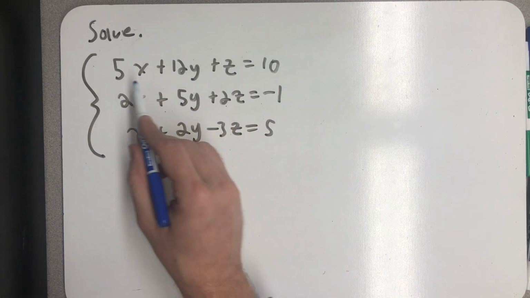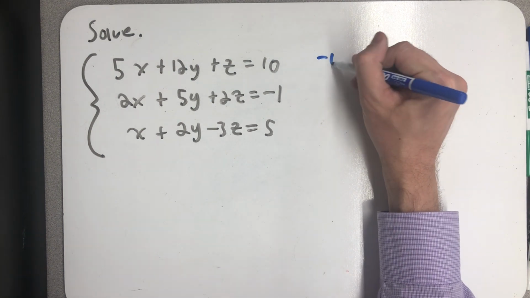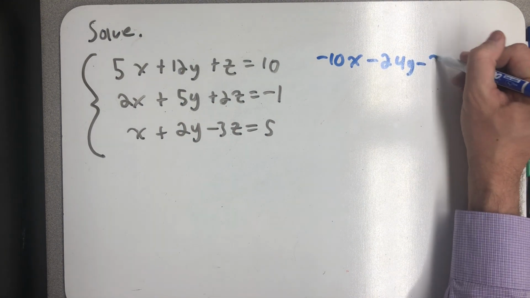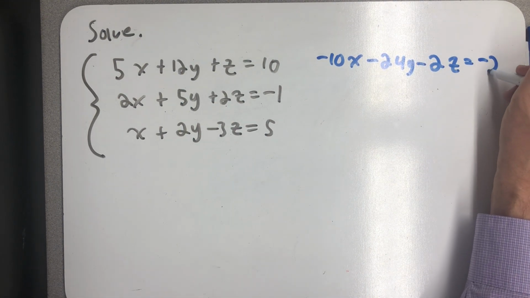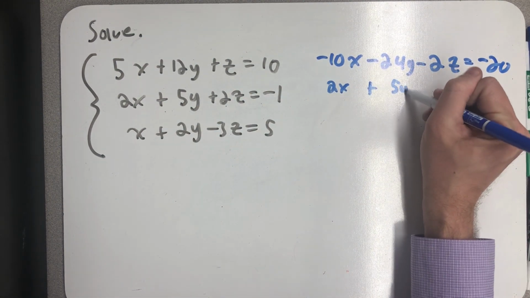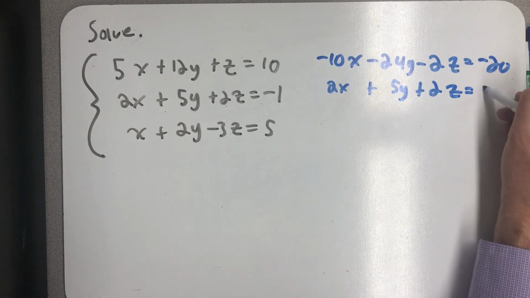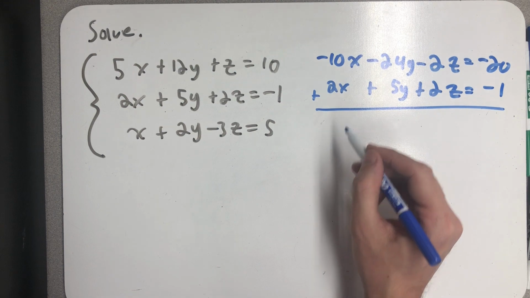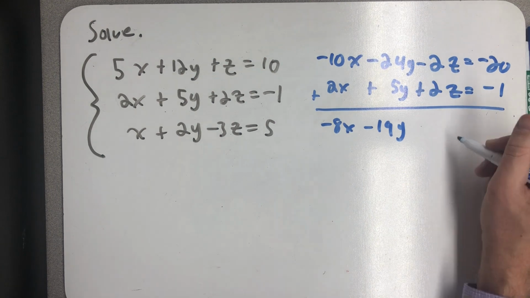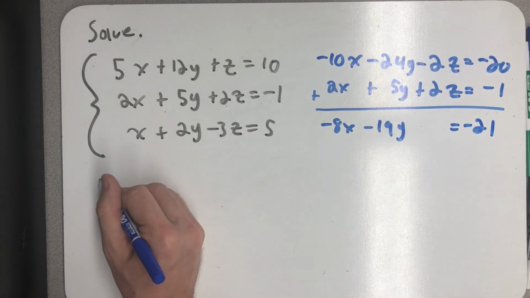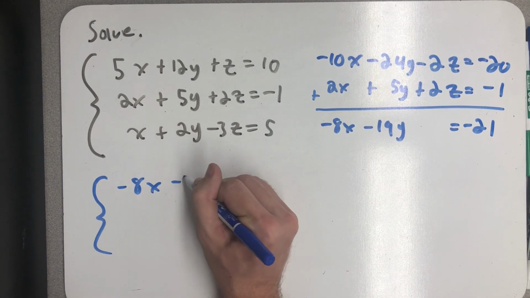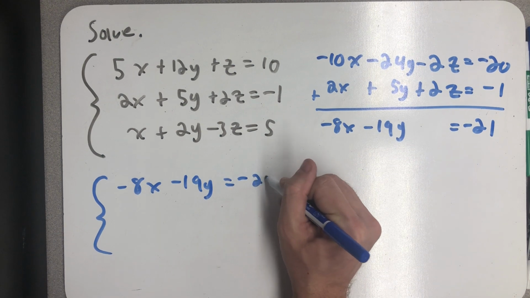The first thing I'm going to do is multiply this top equation by -2. I'm going to leave this second equation alone because I'm going to try to cancel off the z's. Adding those two equations together, I would get -8x minus 19y, the z's cancel by design, equals -21. And that gives me a nice equation that only has x's and y's in it. So -8x minus 19y equals -21.